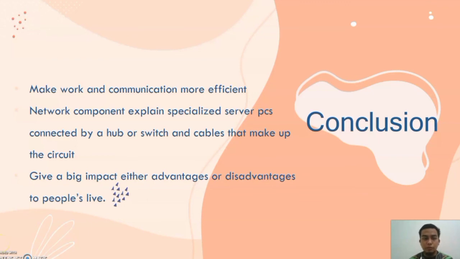So, for the conclusion, it's very clear to the user that the basic network components are very important to make work and communication more efficient. Network components explain specialized servers and PCs connected by a hub or switch and cable that make up the circuit. So we try to take the initiative to share with all of you the different parts and functions of what is connected for the internet, and sometimes it has a big impact, either advantage or disadvantage, on people's lives. That's all from us. Thank you.